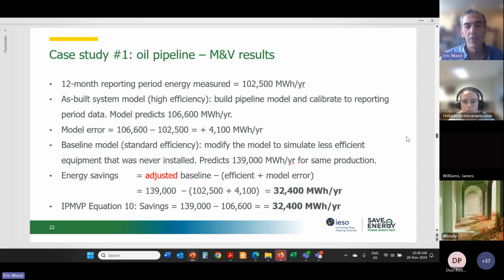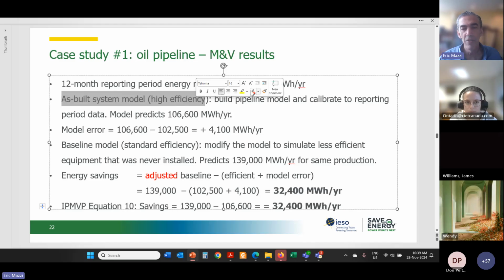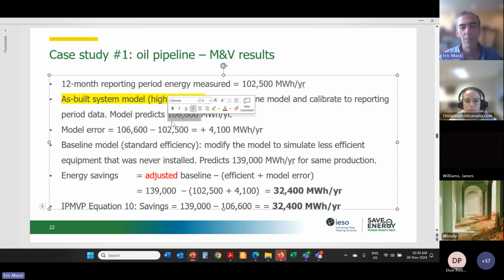The results of this, using realistic but not actual numbers, were that the actual electricity consumption was 102,500 megawatt hours per year. So that was actually what was metered. This just illustrates the steps of an Option D. A model was built of the high efficiency as-built system, and that model predicted 106,600 megawatt hours per year. This is very typical Option D, just to get in your mind the process.